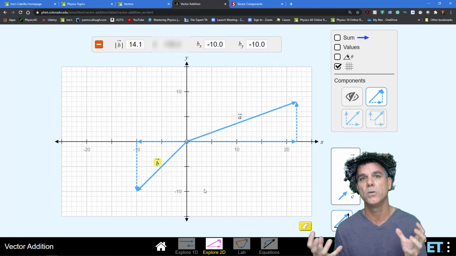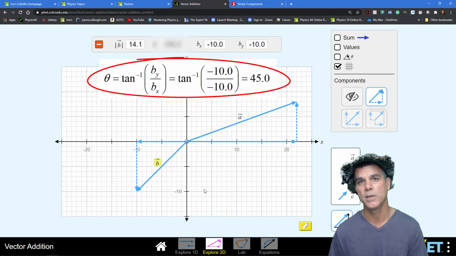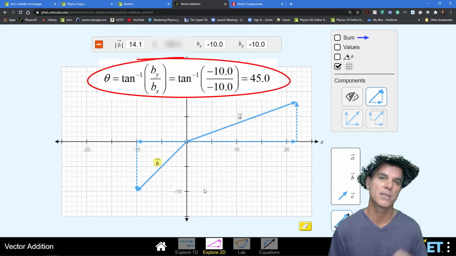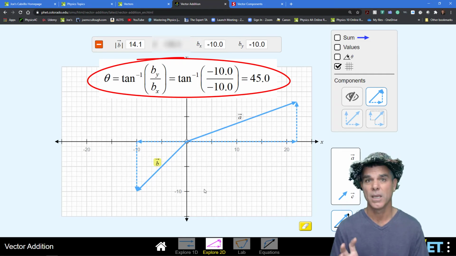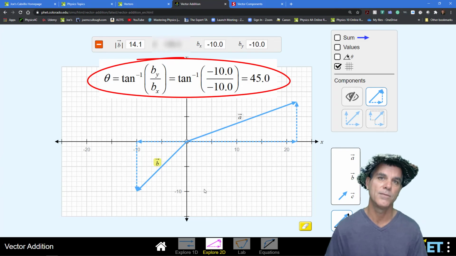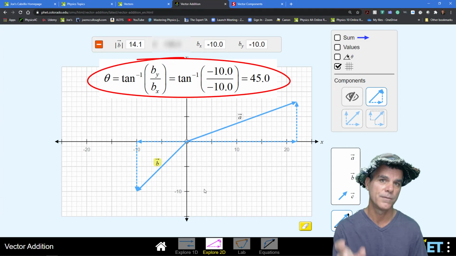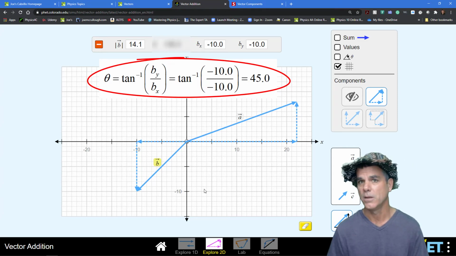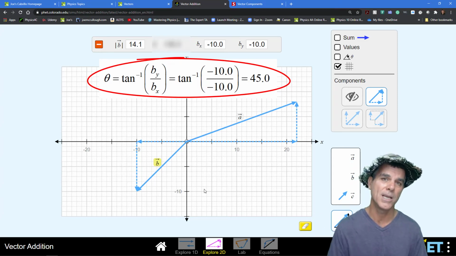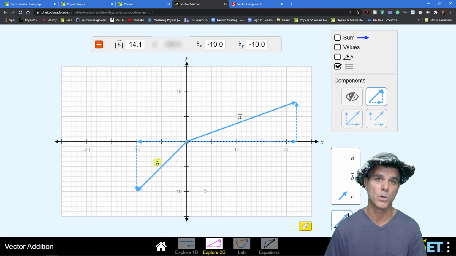Remember, we can always use inverse tangent of the y component divided by the x component. In this case, the y component is negative 10 meters, the x component is negative 10 meters. If you plug into your calculator the inverse tangent of negative 10 divided by negative 10, what you're going to get is 45 degrees. Notice, that is not the correct angle because 45 degrees is in the first quadrant. This particular vector is in the third quadrant.